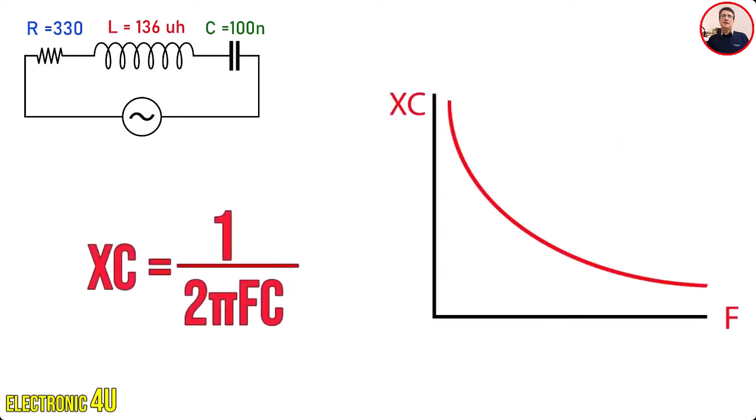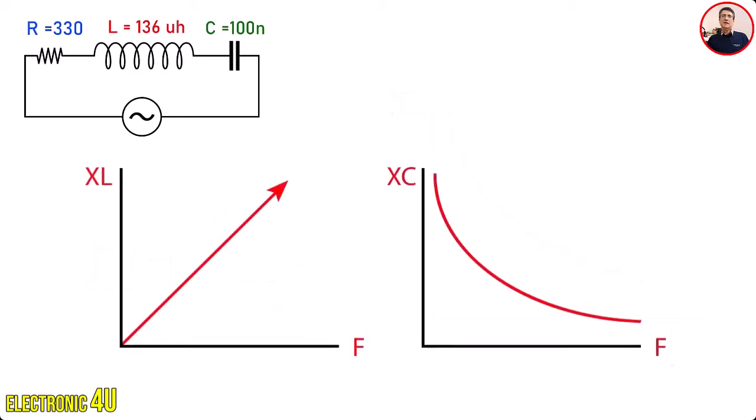This is the graph for a capacitor. In a capacitor, as the frequency increases, capacitive reactance decreases inversely and in a curved manner. This is because a capacitor acts as a short circuit at high frequencies.